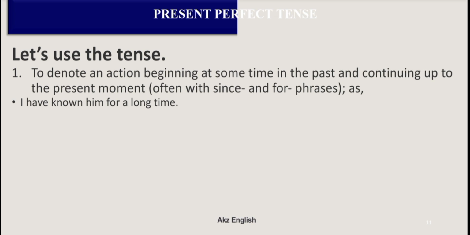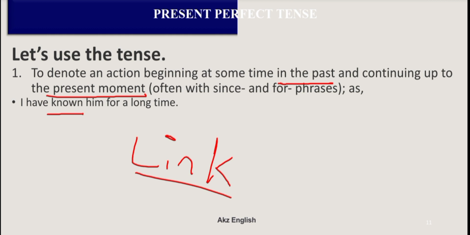So now here the action of knowing started in the past. Let's say I started knowing him in the past, but still now at the present moment I still know him. So in the past and in the present, the present perfect becomes the link between the past and the present. So the actual point is this.